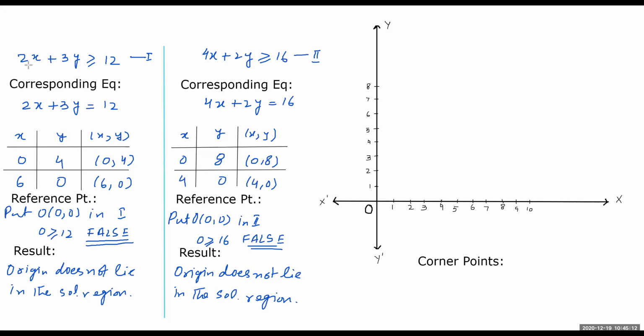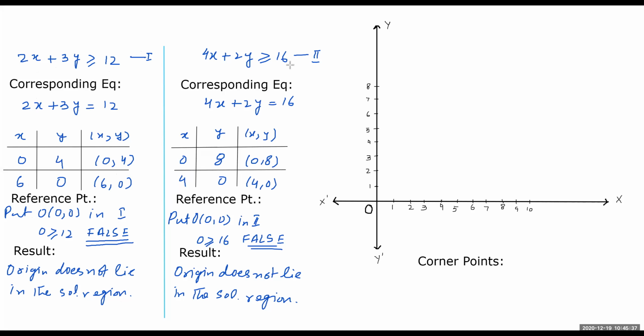Here you can see the first inequality, 2x plus 3y is greater than or equal to 12. Name it number 1. Its corresponding equation, x equals 0 gives y equals 4, y equals 0 gives x equals 6. So these are the x-intercept and the y-intercept. Put origin in 1, it is false. Result, origin does not lie in the solution region.